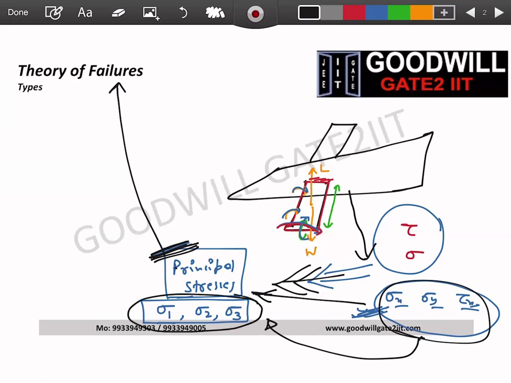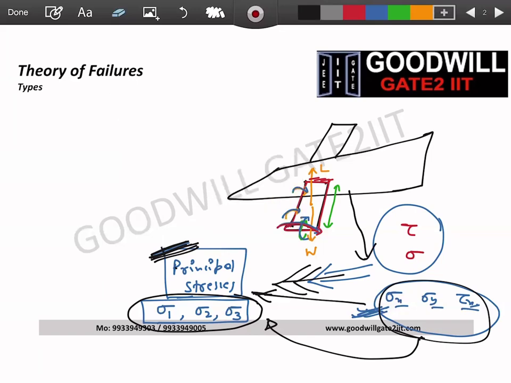Now, typically, as per our GATE syllabus and as per all the standard textbooks, if you open them, you will find 5 theories of failure. There are different scientists who proposed different theories. I'll give you a gist of what this means.